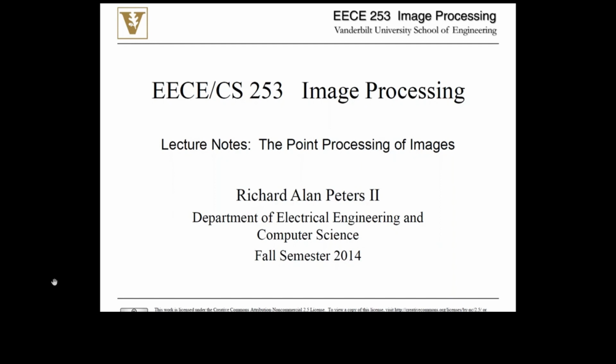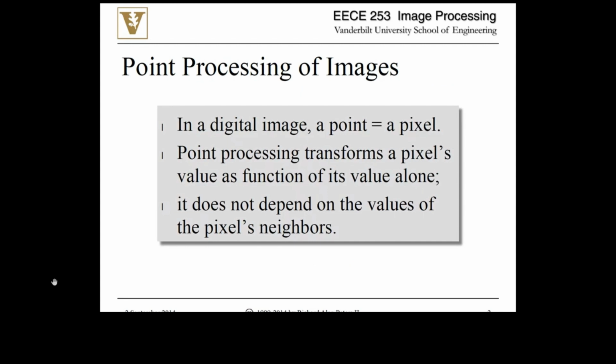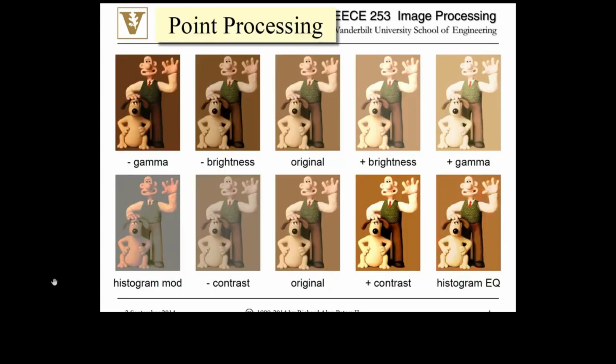Okay, so next. The next lecture is about one kind of operations that are very basic, that are called point processing. Here we have some examples. We have an original image and we may increase the brightness, decrease the brightness, decrease the contrast, perform modifications to the histogram, perform modifications to something that is called gamma. We will see what the gamma is.